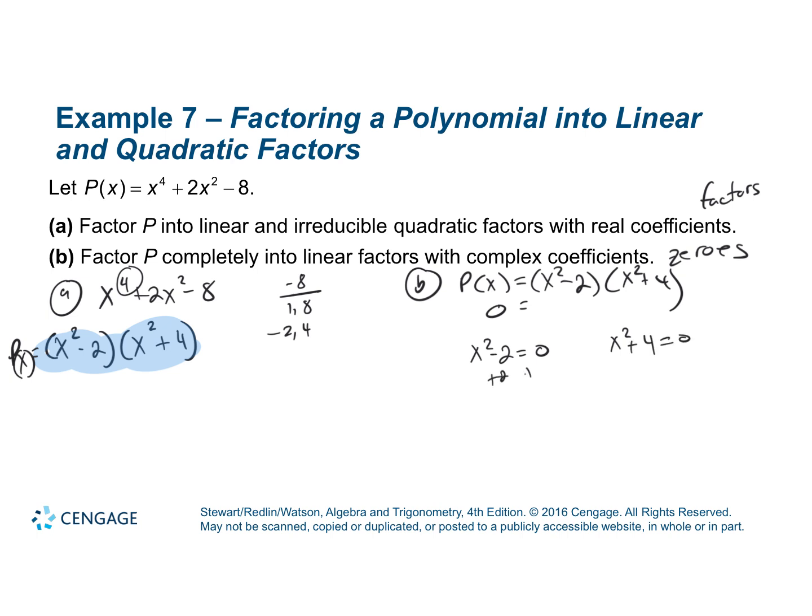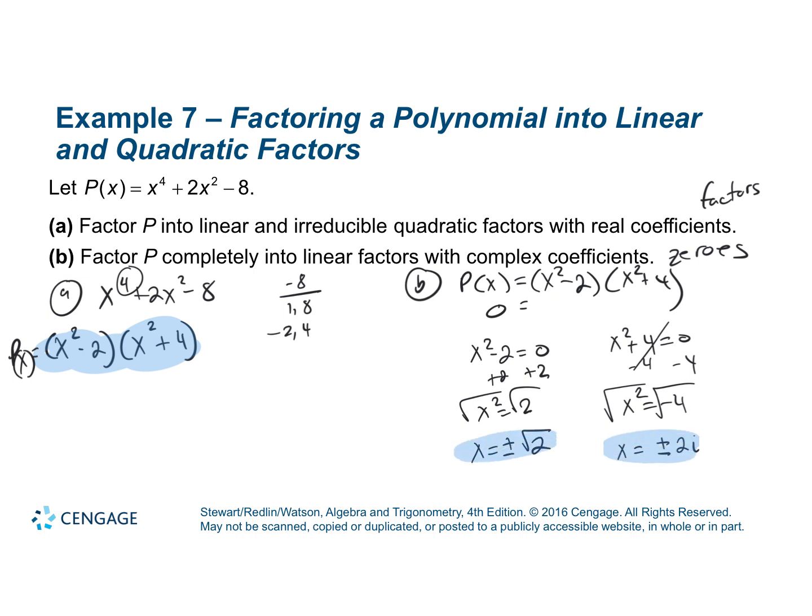I'm going to go ahead and add the 2. So I get x squared is equal to 2. Take the square root and we get x is equal to plus or minus root 2. Here we're going to subtract 4, and we get x squared is equal to negative 4. I'll take the square root, and that's going to become x is equal to plus or minus 2i. So your solutions are the positive and the negative root of 2, and the positive and negative 2i.